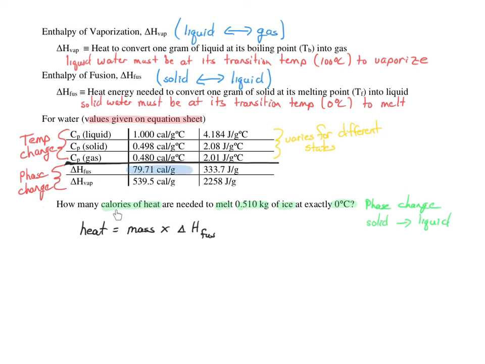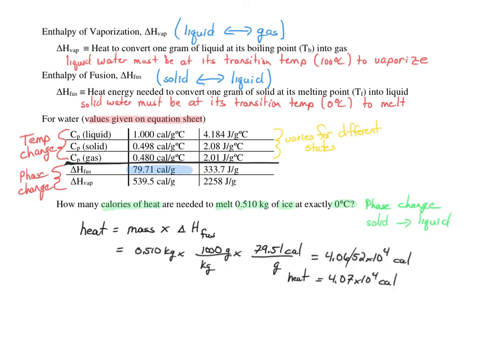Further, the question specifies calories, so we look up the value for delta H fusion given in calories. We see it's calories per gram. Our amount is given in kilograms, so we're going to have to do that conversion. And we substitute in our values. In our conversion factor, we note that kilograms is equivalent to 1,000 grams. Kilograms is in the denominator so that we can cancel. And similarly, grams now cancel with grams in our delta H fusion, leaving us with units of calories.